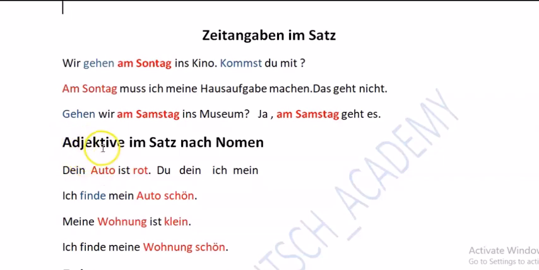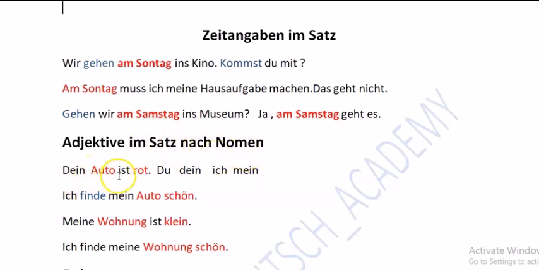It is about Adjektiv im Satz nach Nomen. Adjective after noun in a sentence. An adjective is a word that describes a noun or noun phrase. So it means it gives further information about a noun. It can come after a noun and can come before a noun. So here the title is after a noun.